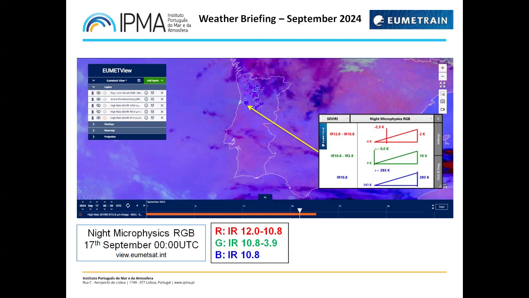As the green beam has no weight in this RGB, the color obtained is a mix between the red beam and the blue beam, resulting in a magenta color as seen here, and that identifies the hotspot.